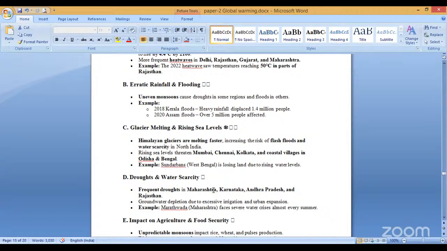Glacial melting and rising sea levels. Himalayan glaciers are melting faster, increasing the risk of flash floods and water scarcity in North India. Rising sea levels threaten Mumbai, Chennai, Kolkata, and coastal villages in Odisha and Bengal. An example is the Sundarbans, where West Bengal is losing land due to rising sea level.